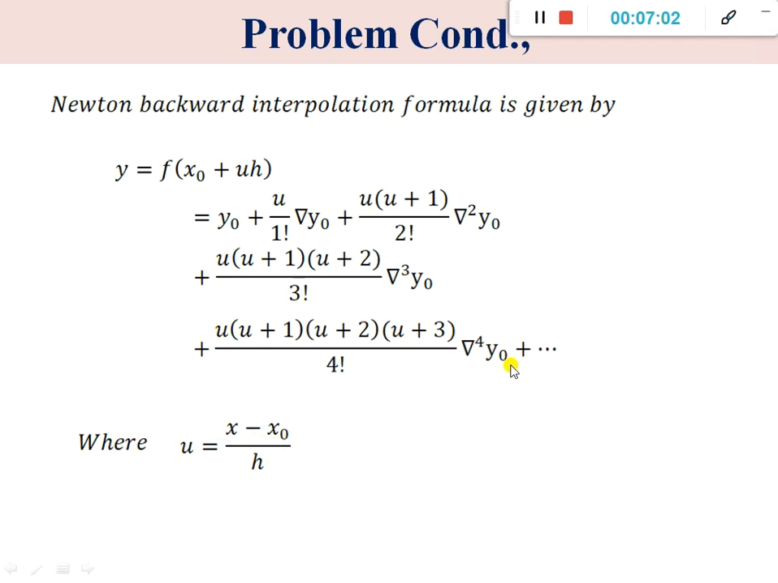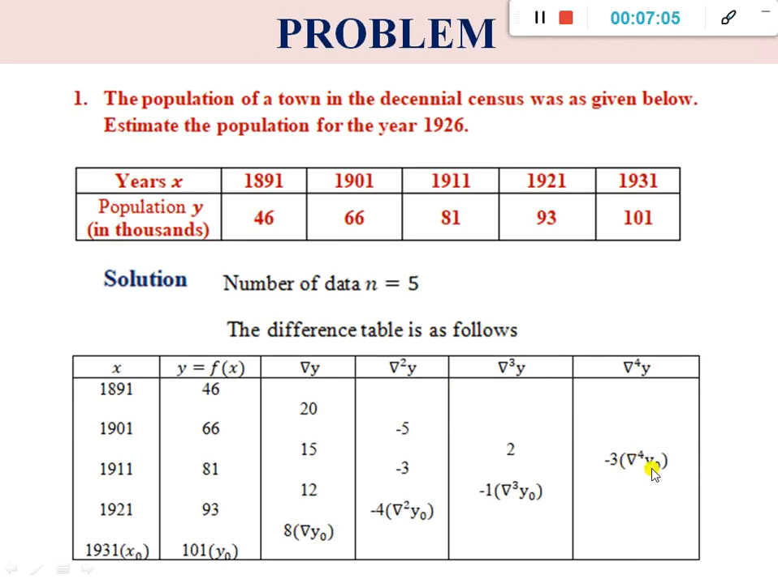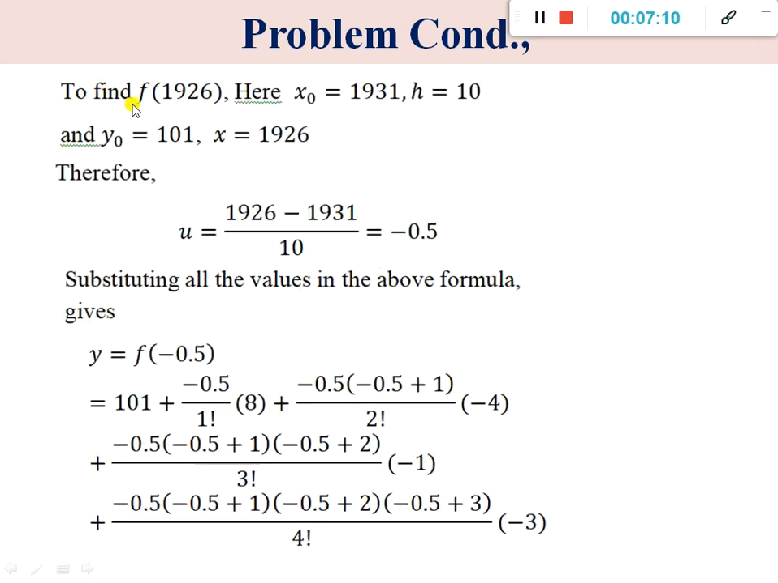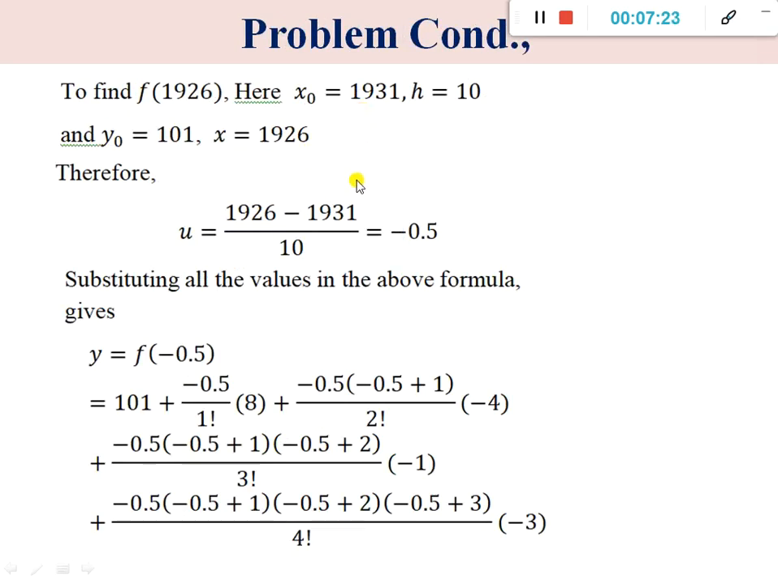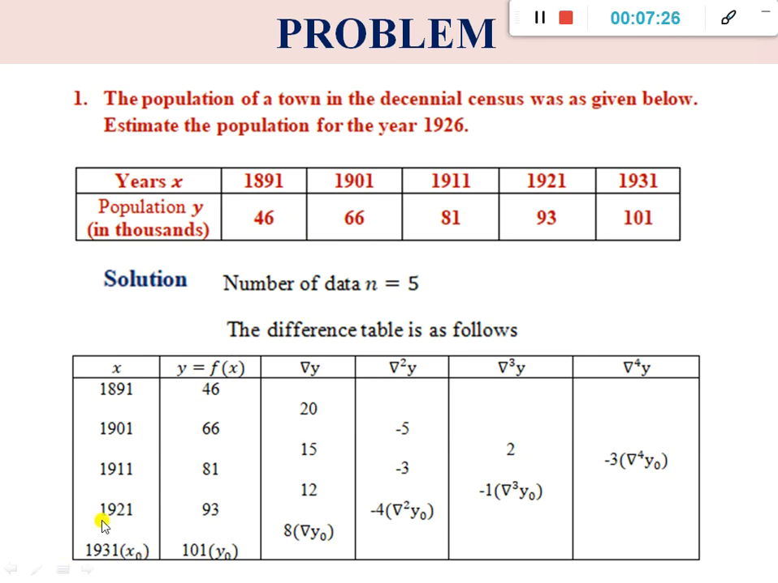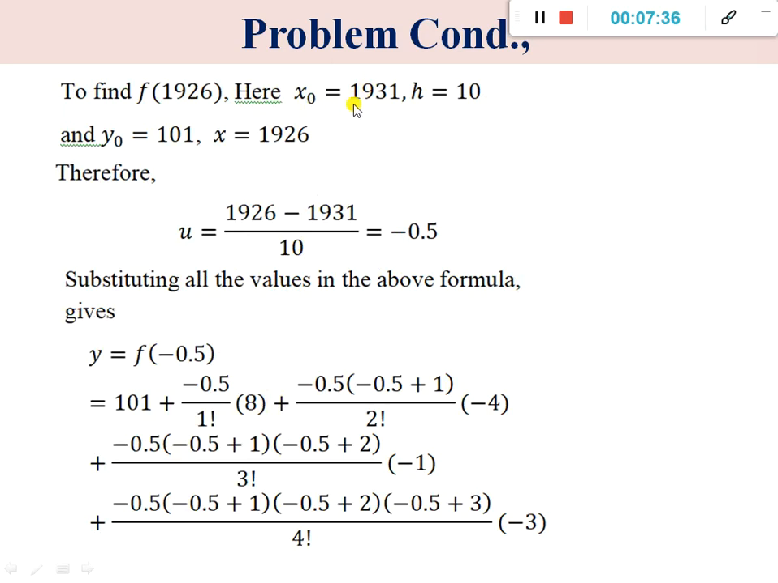I am trimming the formula up to the fourth order because I am getting the value up to the fourth order. So now to find f of 1926, we need to find out the census at the year 1926. Here we are taking x naught as the end of the table value of x, that is 1931. This is y naught. In this upward direction we need to take the data. So x naught is equal to 1931 and h is equal to 10.